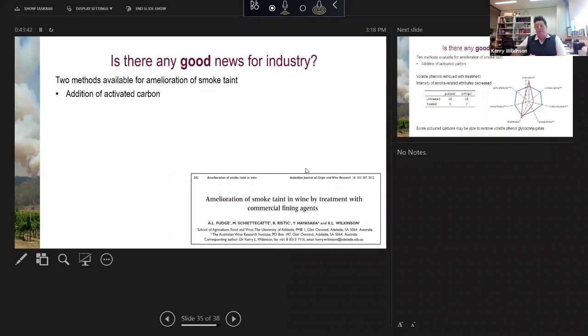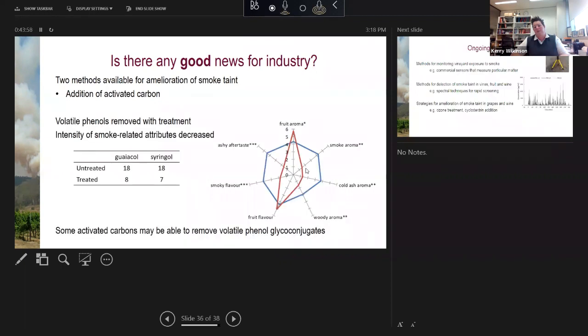The other amelioration technique that we've had some success with is the use of activated carbon. So activated carbon just being an adsorbent in its own right, and typically one, as most chemists will know, that's not particularly selective. It's happy to bind lots of different things. But we had a particular activated carbon which showed quite good affinity for volatile phenols. And so we were able to take a smoke tainted wine, so this was the Merlot from our varietal trial. And we were able to significantly reduce the concentration of volatile phenols in that wine.